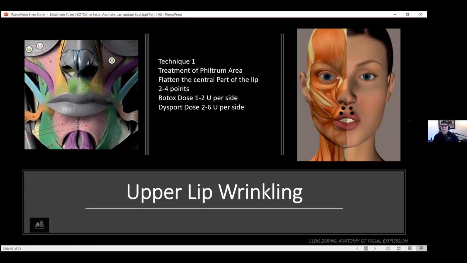Basically, I'm going to use 2 to 4 units, 2 to 4 points in the medial philtrum area. 2 on each philtrum line, or 1 on each philtrum line, depending on how many wrinkles there are or the depth of the wrinkles. And some patients like to keep some wrinkles. Another patient doesn't like them.